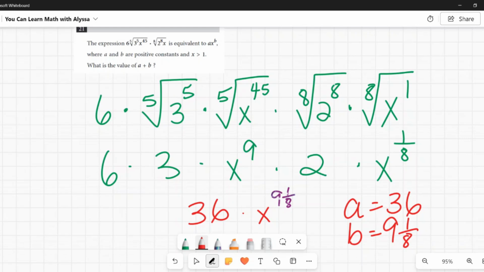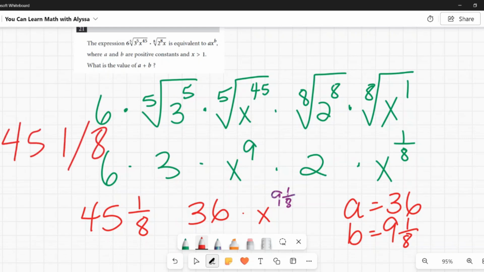And our final question is, what is the value of a plus b? So we need to add these together. We need to add 36 and 9 1/8. When we add those together, we get 45 1/8. But because this is a problem where we have to input the solution, we cannot enter it like this. You are not allowed to enter a solution like that because it looks like 45 1/8. You'll get it wrong. Don't do it. You either have to convert it to a decimal or you have to put it in an improper fraction form.